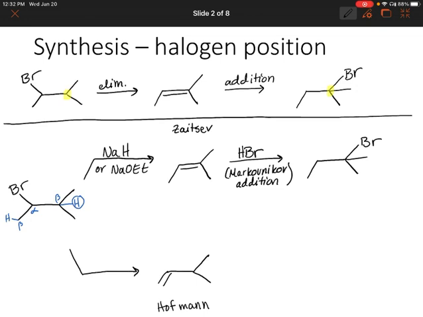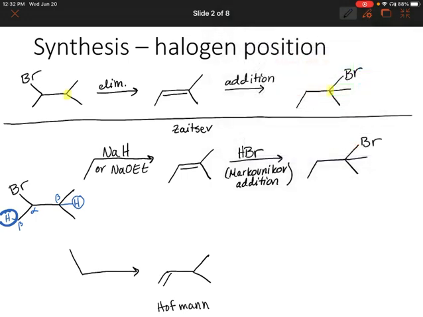Okay, so let's look down below at our Hofmann alkene, our Hofmann product. How would we favor the Hofmann product? So how would we favor the loss of the hydrogen down below on the methyl group? We want a bulky base.